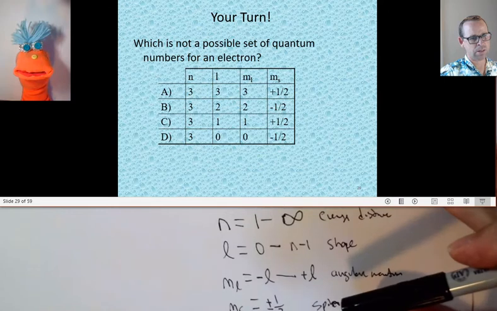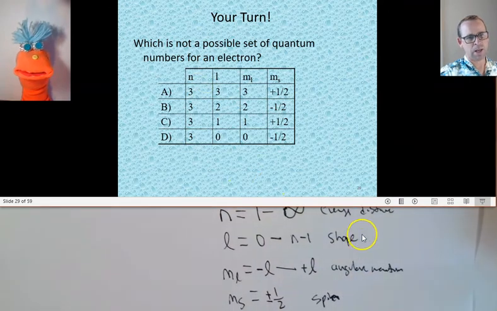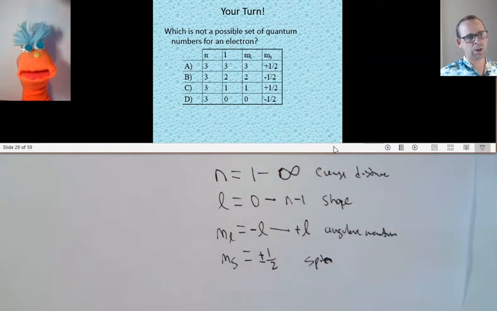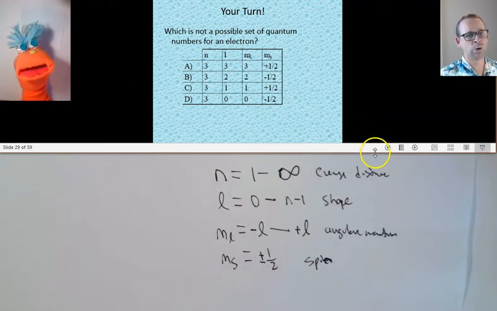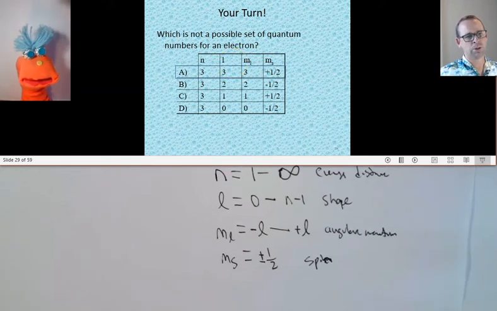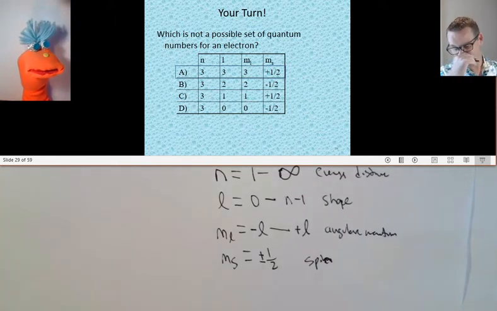All right, so n can be 1 through infinity, right? L can be 0 all the way up to n minus 1. Well, then it can't be A. Okay, not possible. Why not? Because if n is 3, the only possible values for L would be 2, 1, and 0. All right, very good. What's the relationship between m sub L and L? m sub L can be only as high as positive L and as low as negative L, and all the integers in between. That's right, all the numbers in between. Okay, very good.